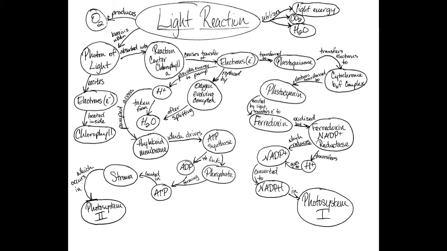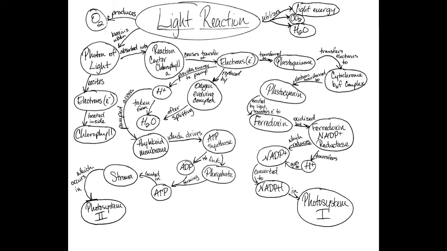Those electrons are replaced by the oxygen evolving complex after splitting water molecules. So we see water being put to use there. And so those same hydrogen ions, as I mentioned, are taken from the water molecules and pumped across the thylakoid membrane. And that gives ATP synthase what it needs as far as energy in order to link ADP and phosphate to form ATP. And that ATP is located in the stroma.